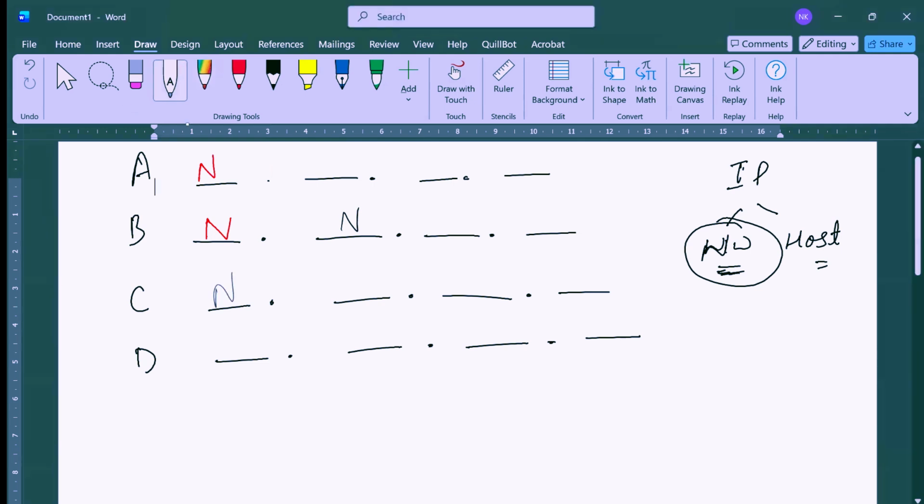and in class C, the first three octets will be used for representing the network.